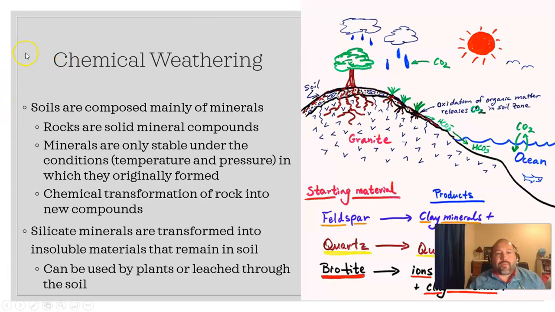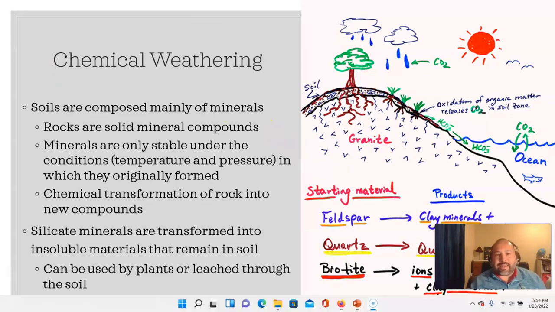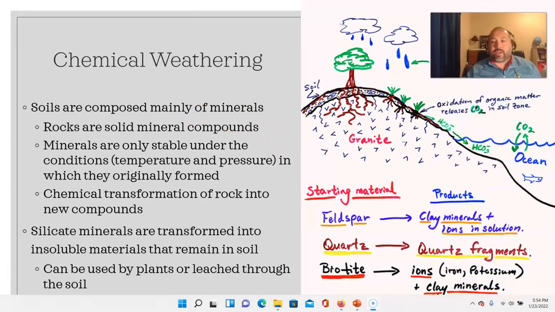Chemical weathering. So in chemical weathering, you've got just the basic idea, and we'll cover this in later chapters, but the idea that soil is composed mainly of minerals, and rocks are solid mineral compounds, and minerals are only stable under the conditions in which they originally formed.